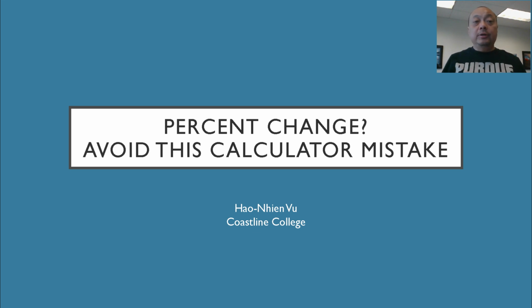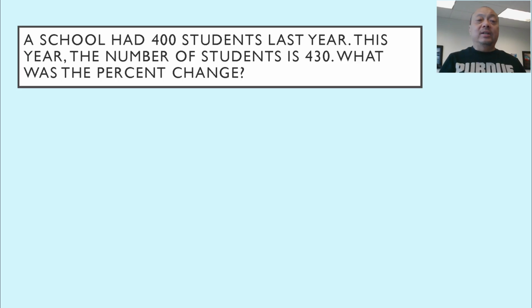Hi, in this video, I want to talk about a common calculator mistake that students often make when solving a percentage change problem. Let's take this problem. A school had 400 students last year. This year, the number of students is 430. What was the percent change?